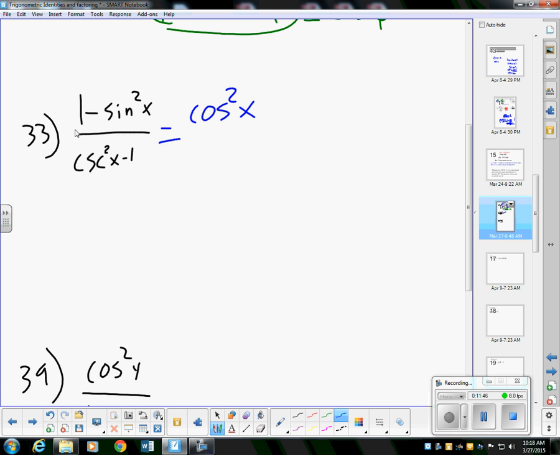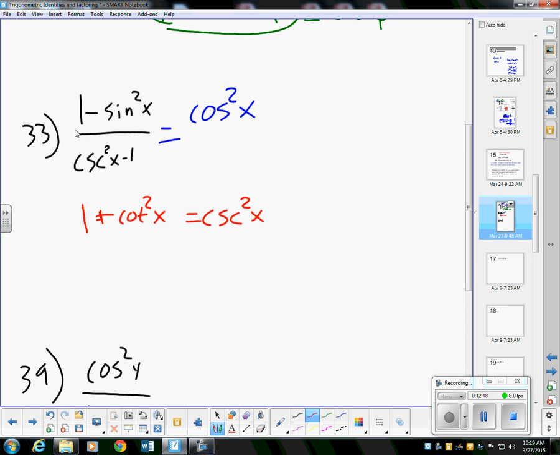Is there a Pythagorean identity that links that together? Do we have a Pythagorean identity that links cosecant squared and 1? As a matter of fact, we do. 1 plus secant squared of x is equal to cosecant squared of x. I'm wrong about that. I'm sorry, I said that wrong. This should be 1 plus cotangent squared of x. Am I right about that in class? 1 plus cotangent squared of x is cosecant squared of x.